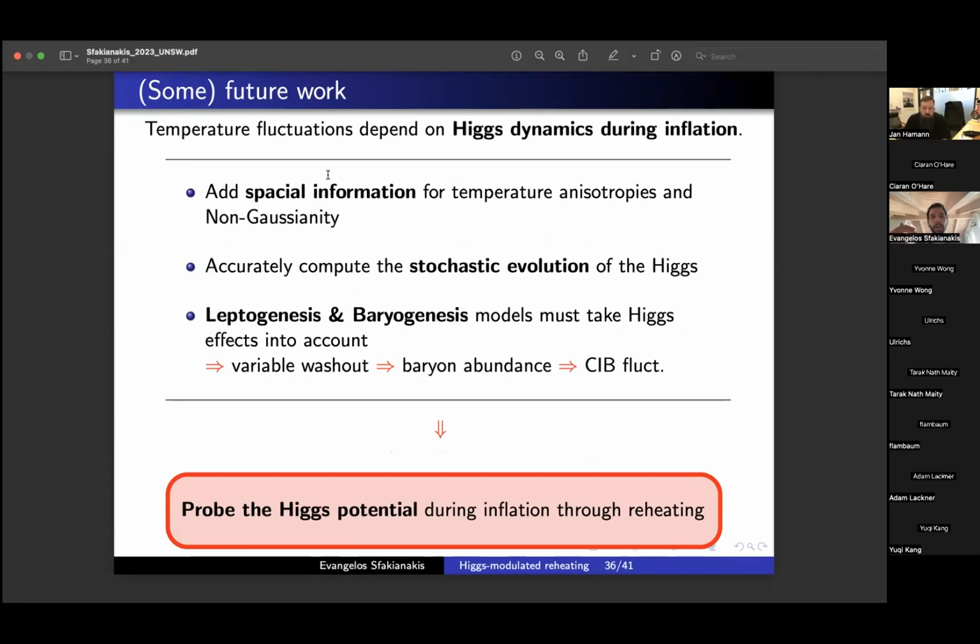For example, we can add spatial information for delta T over T and FNL, which will increase our constraining power. We can accurately compute the stochastic evolution of the Higgs, which we didn't do. We just used the Starobinsky PDF. And also any effect that takes place during reheating, for example, leptogenesis or baryogenesis that happens during reheating will also be affected by this, right?